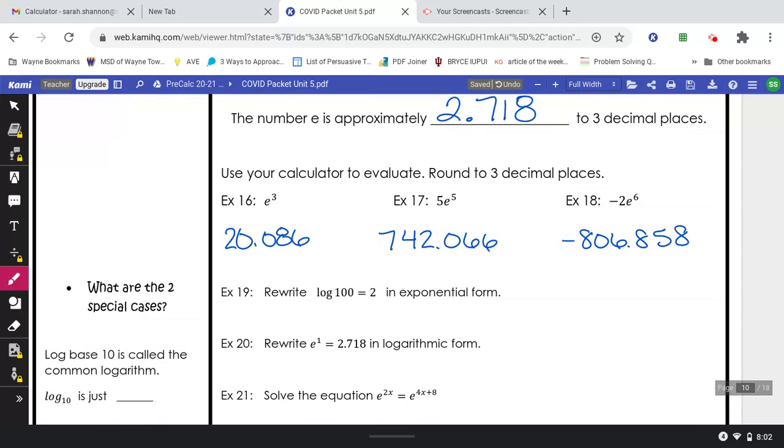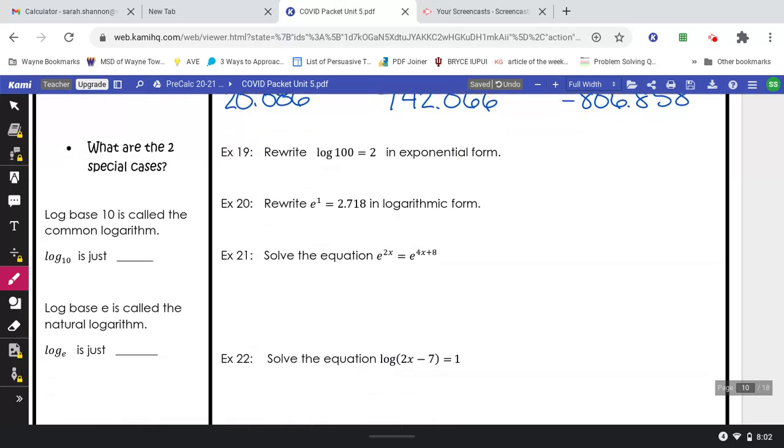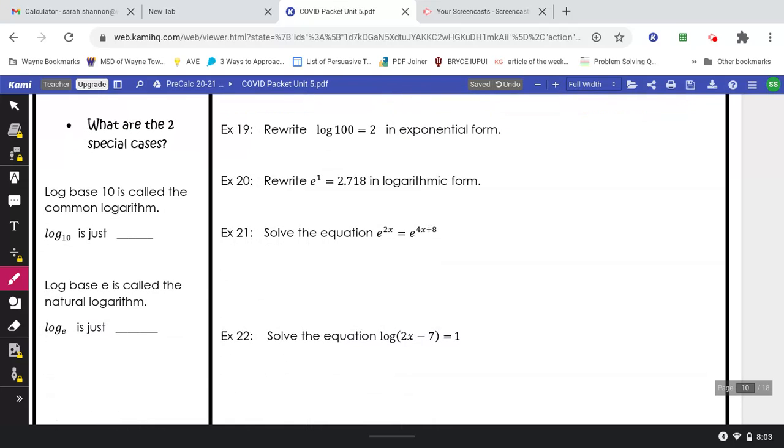All right, good work on that one. We've got just one more thing to talk about. We've got special cases. So there's 2 types of special cases that happen with logs. Remember, mathematicians tend to like to shortcut things. So anytime they use something very often, they shortcut it. So one thing that they use often is log base 10, something that looks like that. That's a very common log. In fact, they call it the common log. They use it a lot.